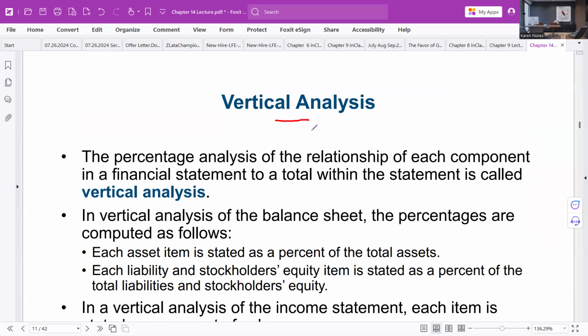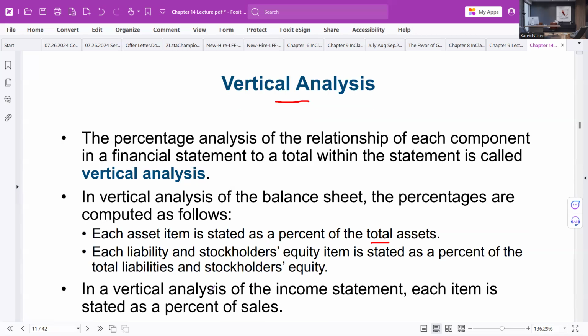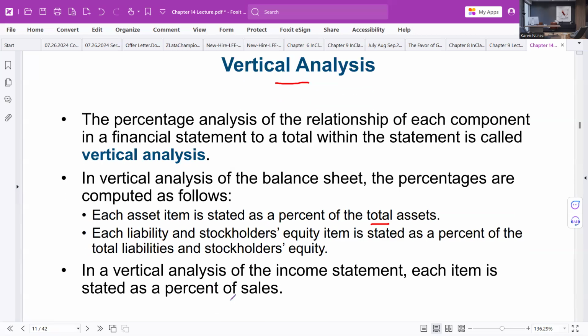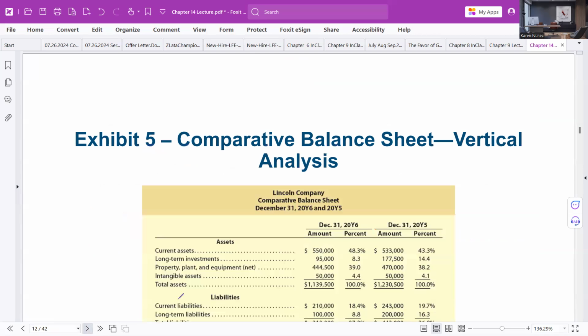Now, vertical analysis is a little bit different. Vertical analysis means that we look within a statement and we want to measure each line item as a percent of some base amount on that statement. For example, if we're looking at the balance sheet, we want to know what each line item is as a percent of total assets. If we're looking at the income statement, we want to know what each line item is as a percent of sales. We use some base amount and express each line item as a percent of the base amount.